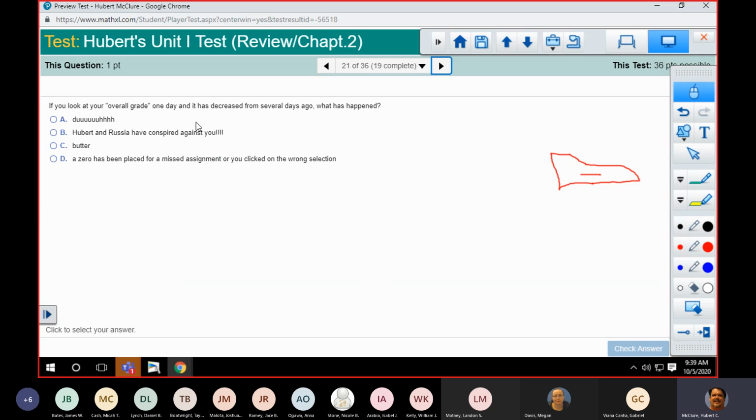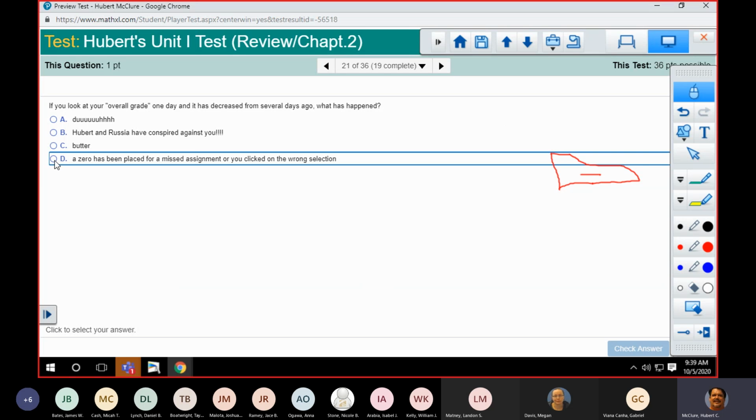If you look at your overall grade one day and it has decreased from several days ago, what has happened? A 0 has been placed for a missing assignment. I ask about 4 or 5 of these on each test because I always have somebody at the end of the semester that will claim that they didn't know zeros went in for incomplete assignments. Yeah, whatever.